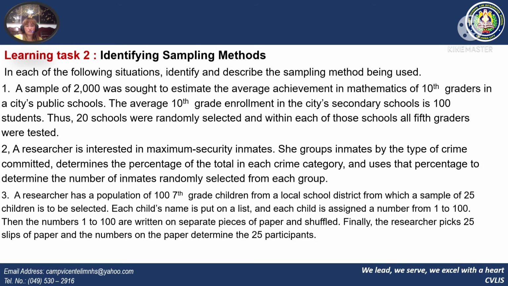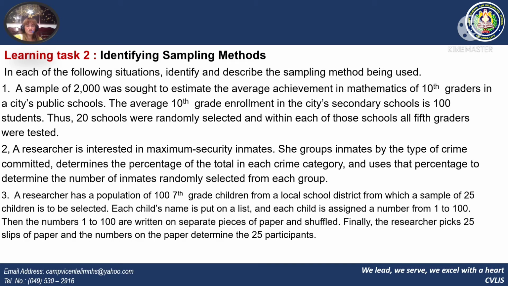Learning task number 2, identifying sampling methods. In each of the following situations, identify and describe the sampling method being used. 1. A sample of 2,000 was sought to estimate the average achievement in mathematics of 10th graders in a city's public schools. The average 10th grade enrollment in the city's secondary schools is 100 students. Thus, 20 schools were randomly selected, and within each of those schools, all 10th graders were tested.